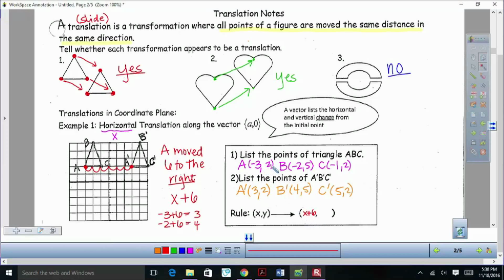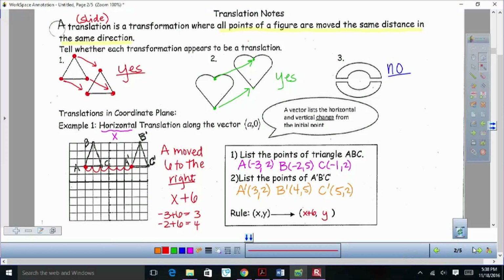Now, if you look at your y's, all of these are the same. 2 and 2, 5 and 5, 2 and 2. They didn't change at all. And we know that because we didn't have to go up or down at all here, which means if your y doesn't change, you just keep the original y, just like we did here.